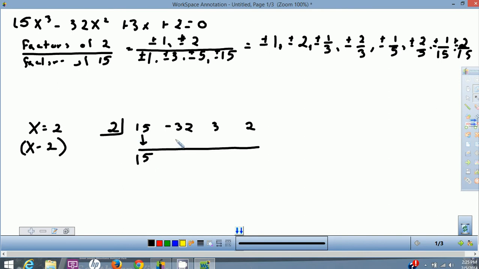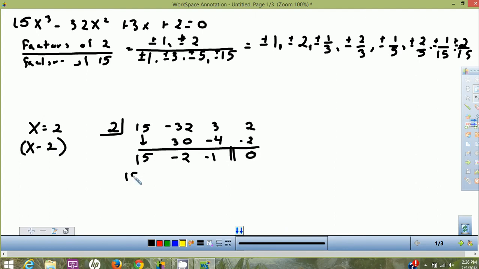Multiply by the number in the box. Gives me 30. Add down. That gives me negative 2. Multiply by the number in the box. Negative 4. Add down. Negative 1. Multiply by the number in the box. Negative 2. Add down. And I get 0. So this remainder is 0, so we know that that is indeed a factor. x minus 2 is a factor of this polynomial. x equals 2 is a zero. That leaves me with a polynomial 15x squared minus 2x minus 1.